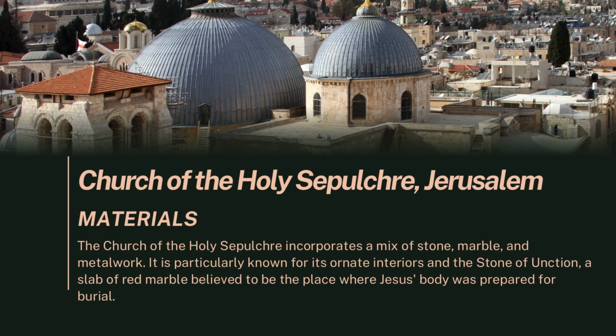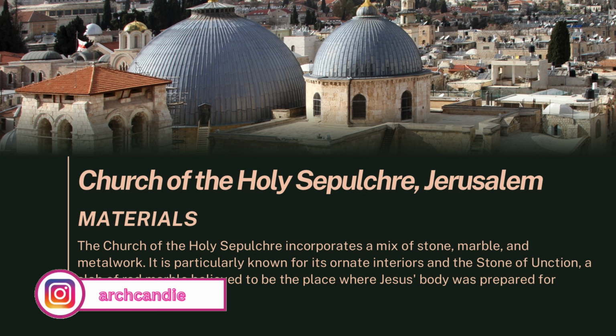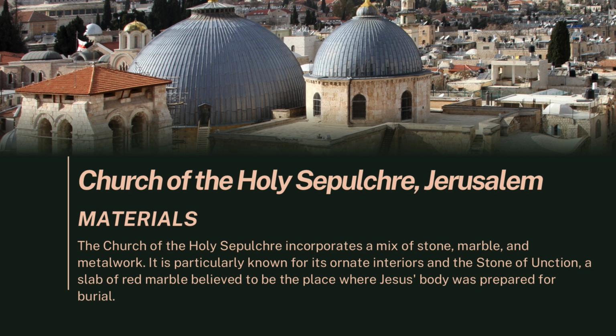The Church of the Holy Sepulchre incorporates a mix of stone, marble, and metal work. It is particularly known for its ornate interiors and the Stone of Unction, a slab of red marble believed to be the place where Jesus' body was prepared for burial.